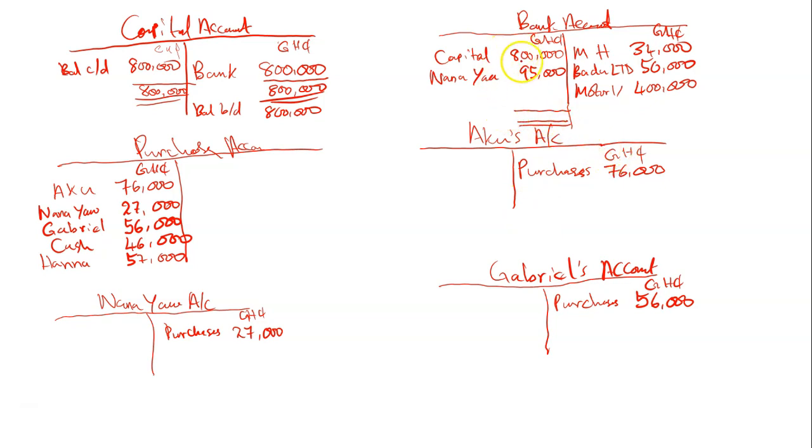So when I add this and this, I'll have 895,000. But this will give me 484,000. Meaning this side is bigger than this side. So the bigger side is what we write for both.